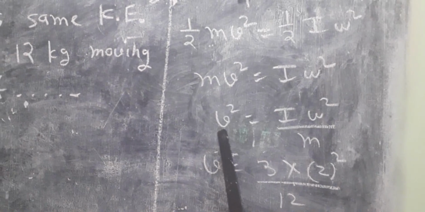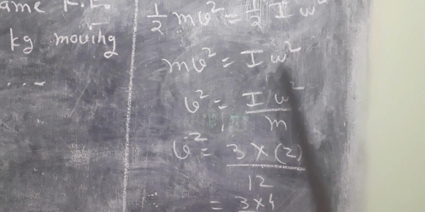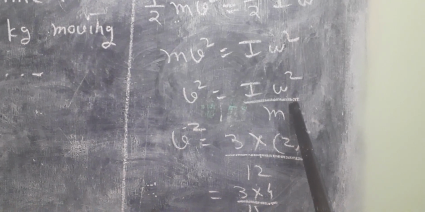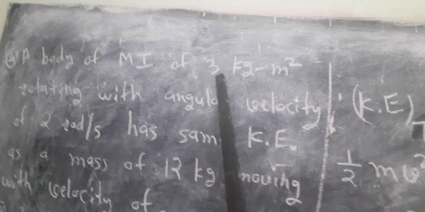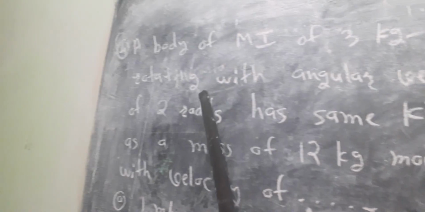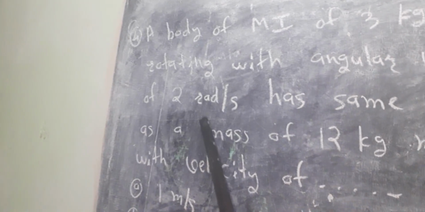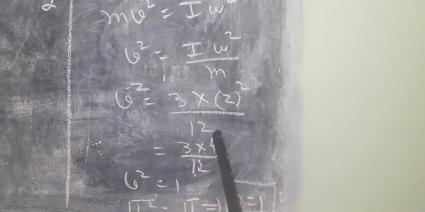What is remaining? m v² is equal to I ω². We want to find out v, so v² on one side and all remaining terms on the other side, I ω² divided by m. The value of I is known to us, 3 kilogram meter square, the moment of inertia we are given. So in place of I, we write 3. Omega is also given, angular velocity of 2 radians per second, so in place of omega we write 2 square, divided by m.